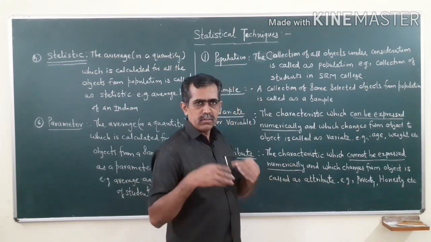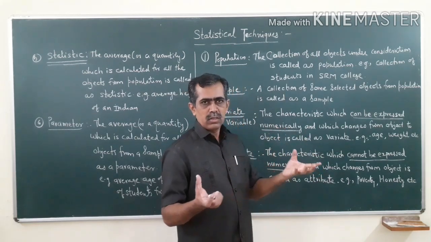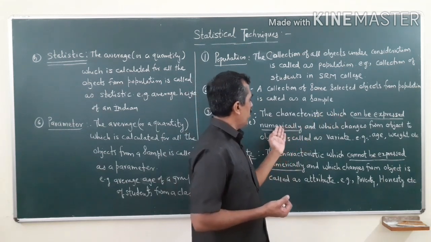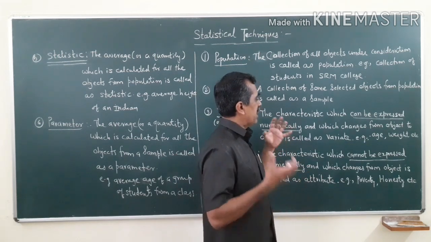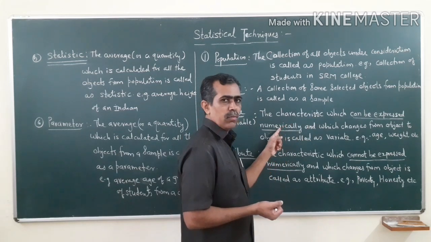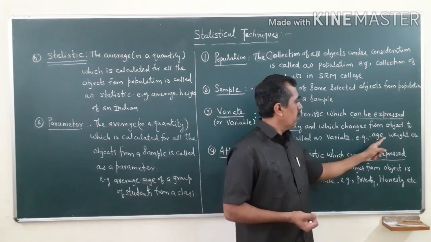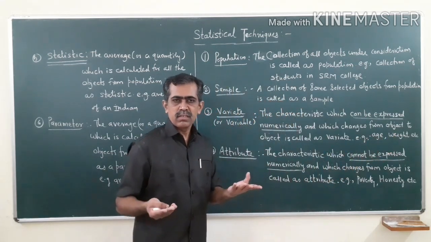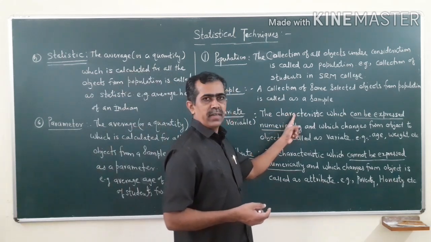So those properties which change from object to object and which can be measured in terms of a quantity or in terms of numbers, that is, they are expressed numerically. Such characteristics which change from object to object and can be expressed in terms of numbers are called as variate. For example, age, weight, height, marks, income, expenditure, all these are variate.